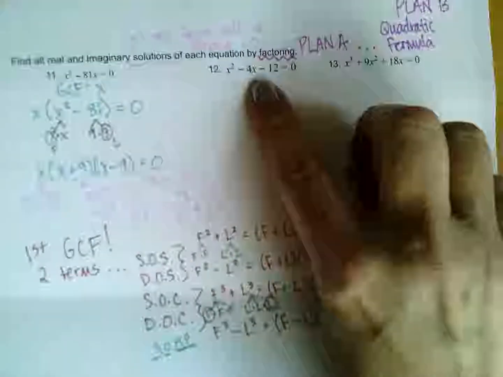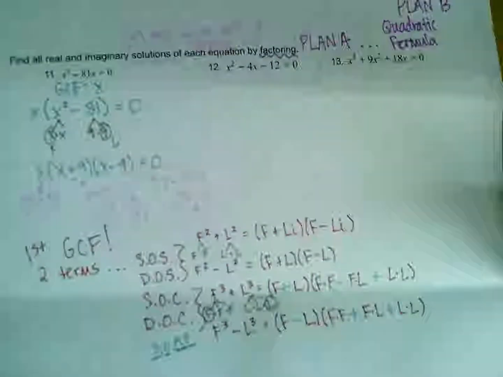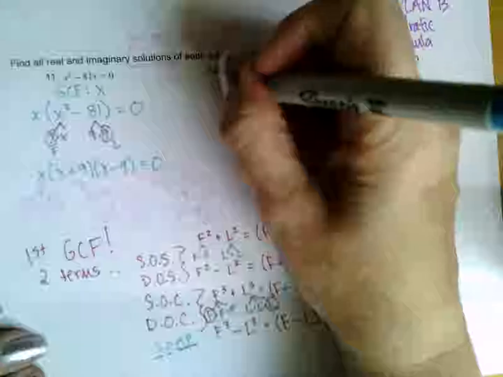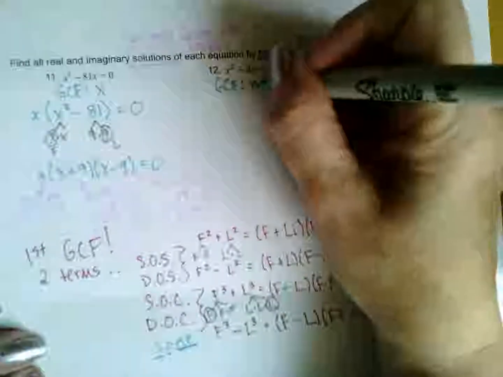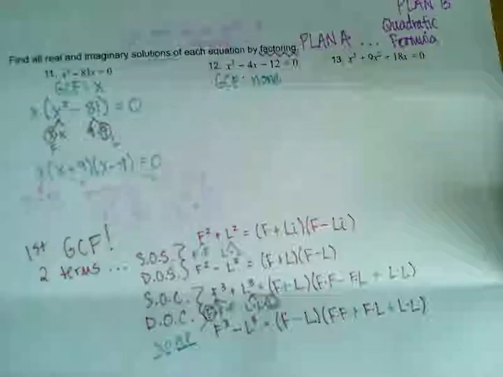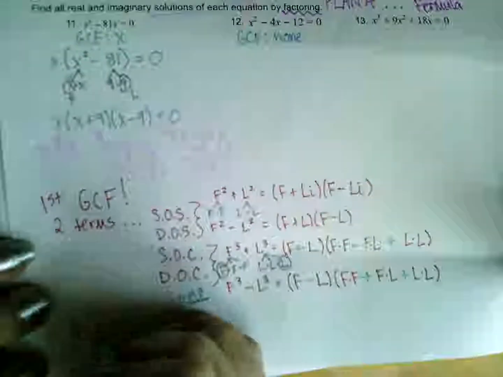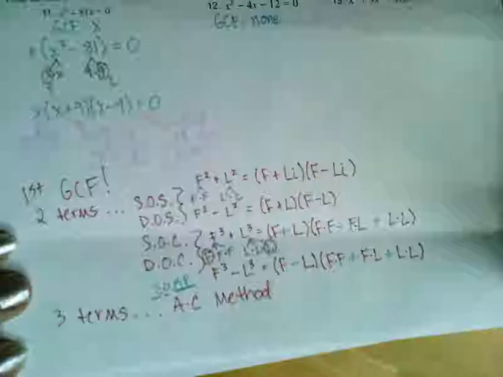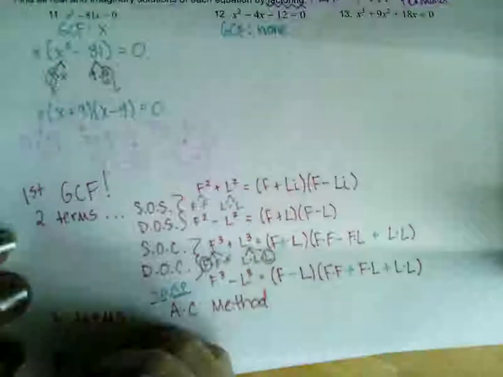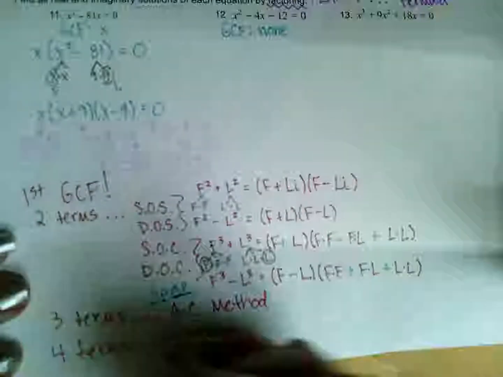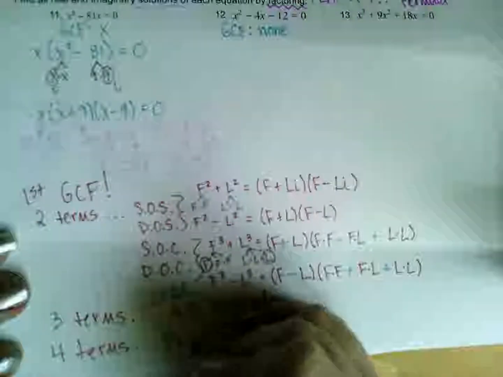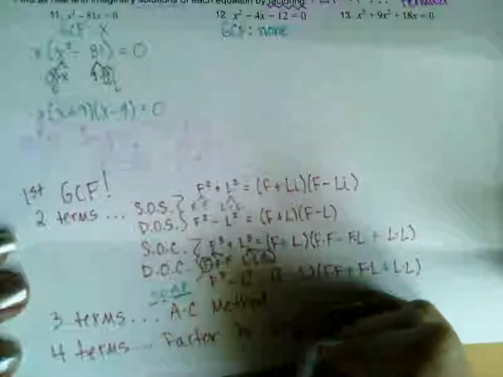Moving on. X squared minus 4x minus 12 equals 0. Remember, what's our first step? If you said GCF, you're right. And if you said there isn't one, you're also right. So then after we see there's no GCF, we look and see how many terms. Well, this one has 3 terms. With 3 terms, we do the AC method. So we'll review that. I'm not going to write out the steps here. I'm just going to talk about it in this example. And then remind you that if you have 4 terms, it is factor by grouping.